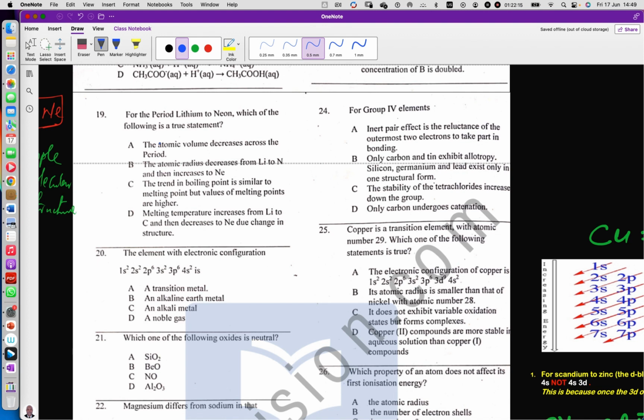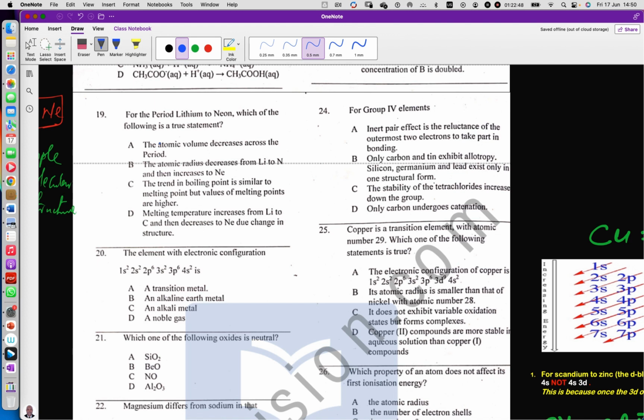D, only carbon undergoes catenation. No. There are 2 elements in that group that undergo catenation. Carbon and silicon are the 2 group 14 elements that undergo catenation. So C is wrong, D is wrong, A is wrong. The only feasible answer is B.